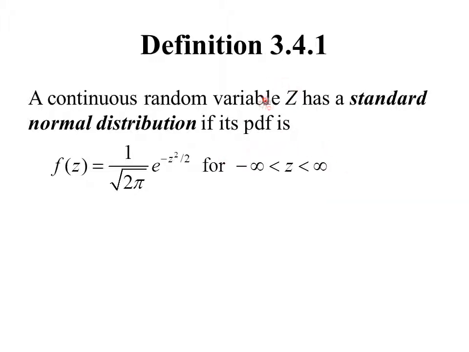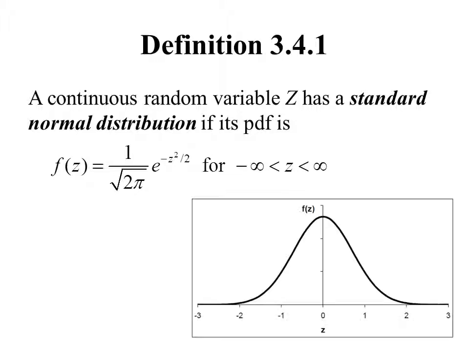Now note here that we use the letter Z to denote this random variable, and we're going to reserve that letter Z to denote a random variable with standard normal distribution. So whenever you see a random variable Z, that's going to imply that it has a standard normal distribution.